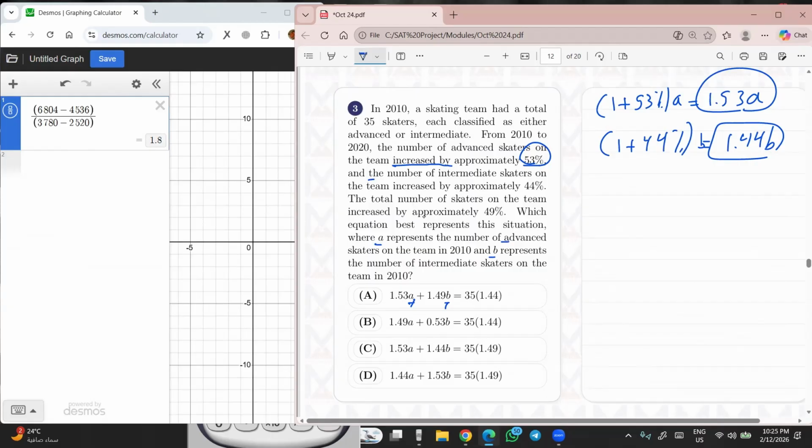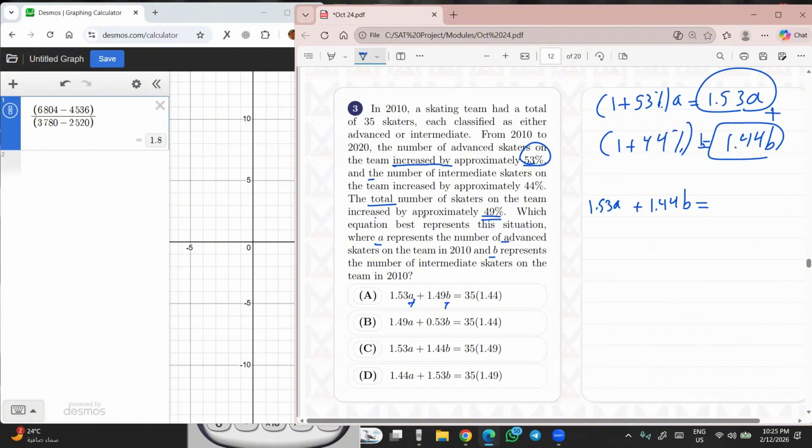And then the question says the total. Total means we have to add these together. So 1.53A plus 1.44B should be on the team increased by approximately 49%.